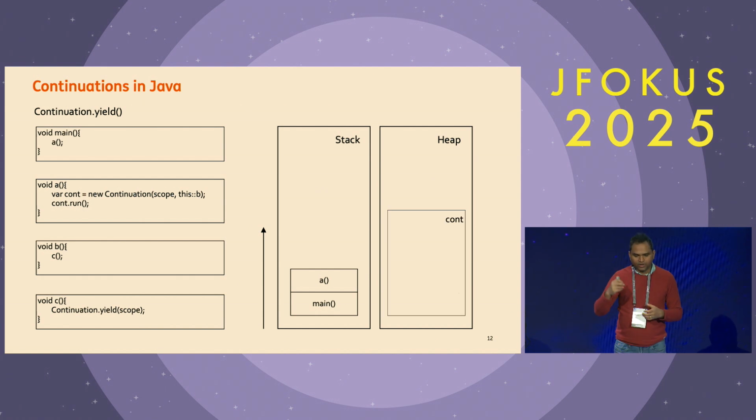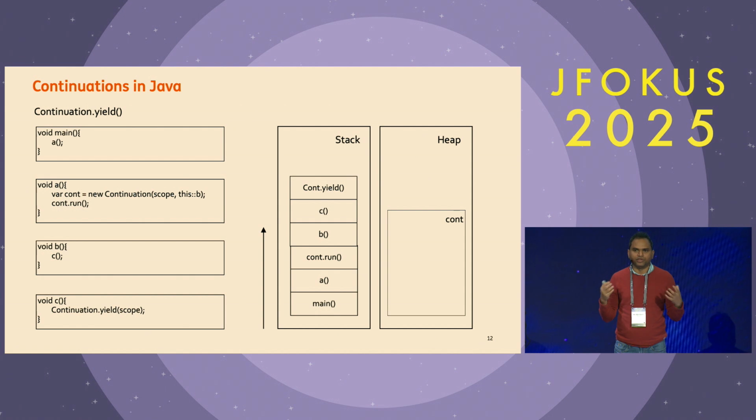And then method A does continuation.run, which calls method B, that calls C, and C does continuation.yield. So this is where the continuation should pause, right? And the control should get transferred to method A. So how does that happen?